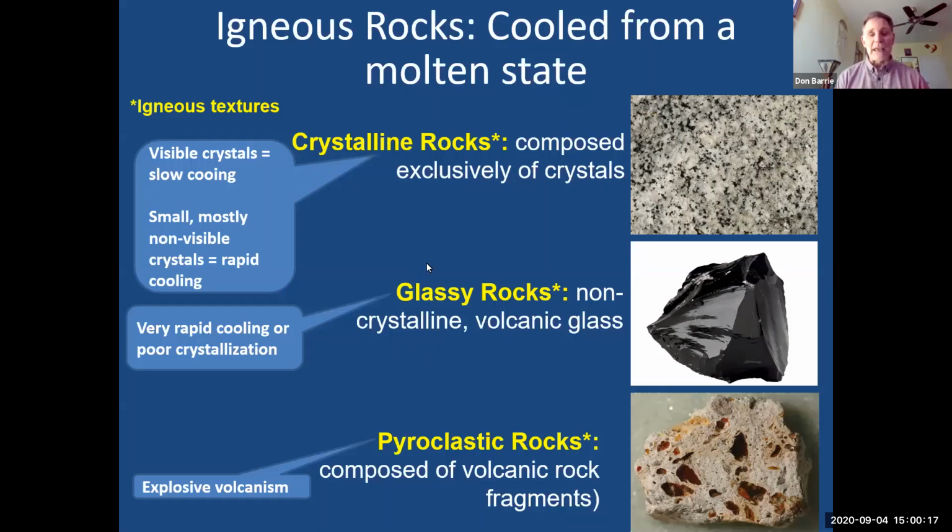Glass forms in volcanic rocks where the rock either crystallizes poorly or it cools too rapidly for crystals to form. So you can think of volcanic glass as non-crystalline material. And then finally, pyroclastic rocks contain rock fragments that have been blown explosively out of the throat of a volcano. So without exception, rocks with a pyroclastic texture are indicative of explosive volcanism.